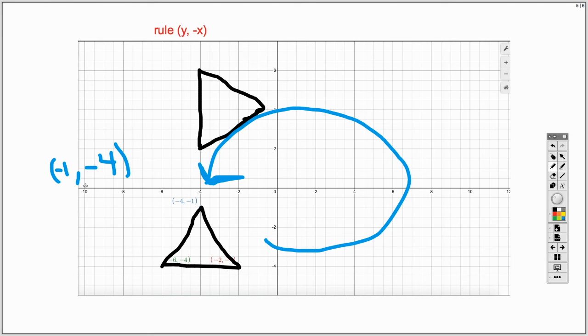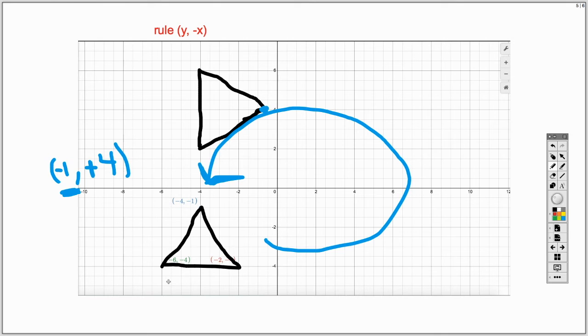And we keep our y value, the one in front, the same. But we change this to a minus x, right? So this would be -4 to a +4. So let's see if I have (-1, 4), and boom. Yes, I do. I do have that over here. And I can do the same thing for the rest of my points.